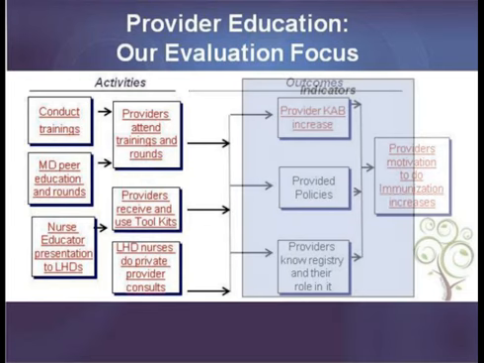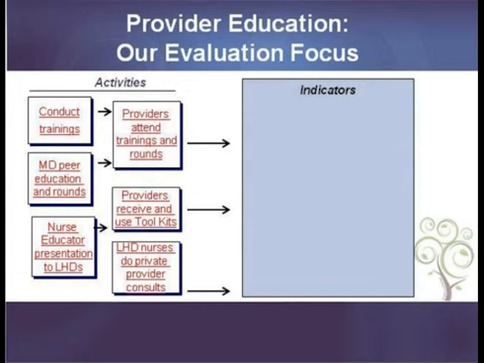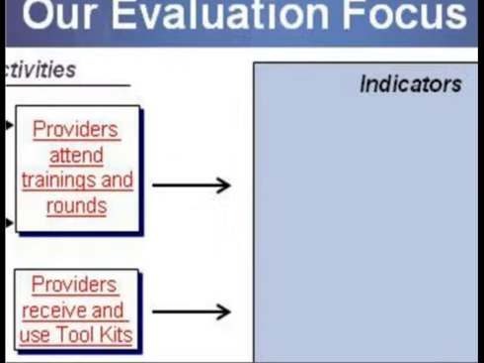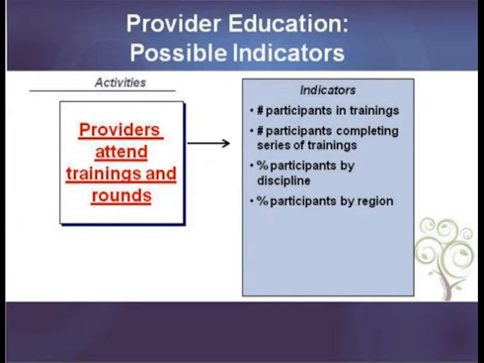What I do next is I convert that into a very simple measurement table. On the left-hand side, I've simply repeated the content of those boxes from the evaluation logic model. And on the right-hand side, I've converted each of these into indicators. Now, this is busier than you're ever going to have time to look at right now, so I want to focus your attention on just those elements that are in bold. I took two elements from that logic model, and I want you to focus on how I developed indicators for each of them. The first one was the outcome, providers attend trainings and rounds.